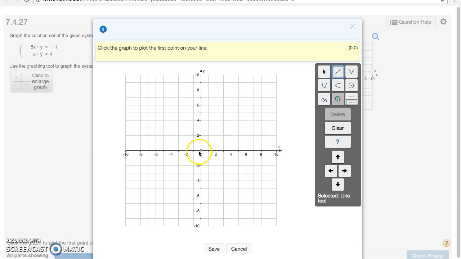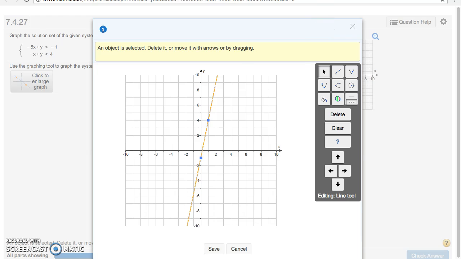Alright, so over here, -1 on the y-axis, that's one of our points, 0, -1 on that line. And since our slope was 5 over 1, I want to go up 5 because it's positive: 1, 2, 3, 4, 5, and then right 1 because that was positive 1. And when you click to plot that second point, the line automatically appears, and you can tell that it's dashed as long as you have this dashed feature.